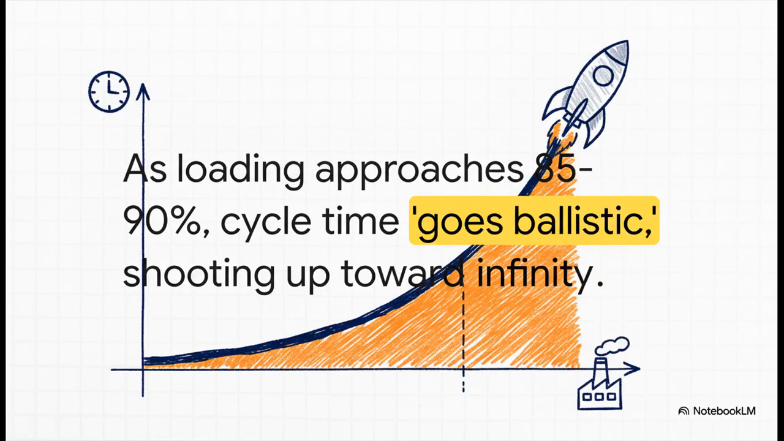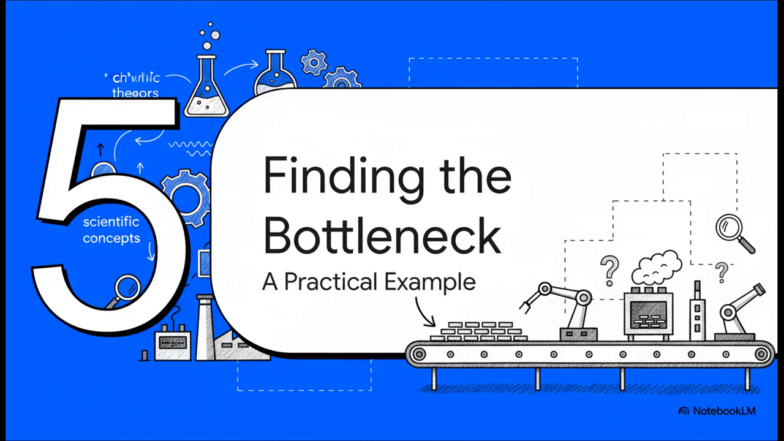This is the danger zone. Once you start pushing your factory loading past, say, 85 or 90%, your cycle time goes absolutely ballistic. It just shoots for the moon. If you try to squeeze out every last drop of utilization, you will completely destroy your cycle time. Your factory becomes chaotic, unpredictable. The secret to running a stable, fast factory is to intentionally leave some capacity on the table. You need that buffer.